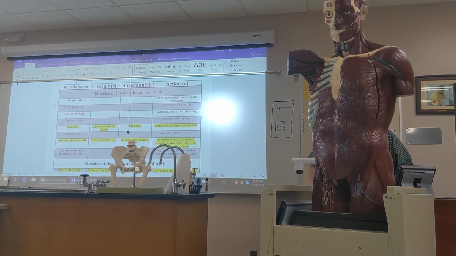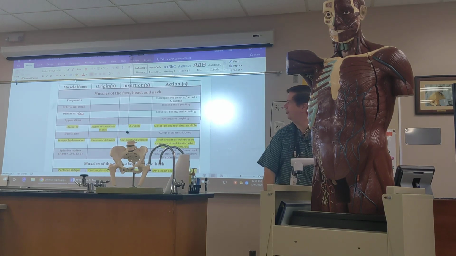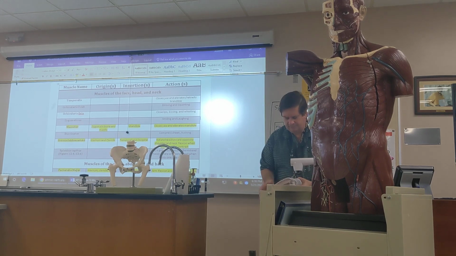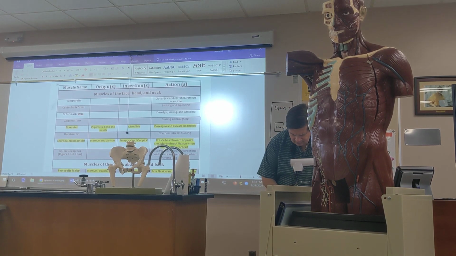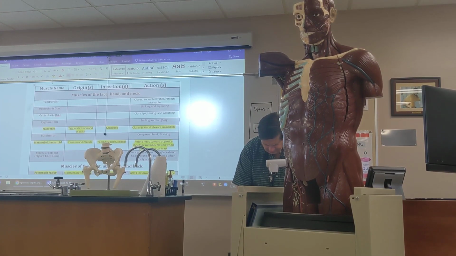On the posterior view in the book, I think it's not labeled, but is that what it is? I'm looking at page 184. What page are you looking at? 197. Let me flip to it. It's not labeled, but it looks like what you're showing. Page 199 is labeled, and you can see the splenius capitis there.